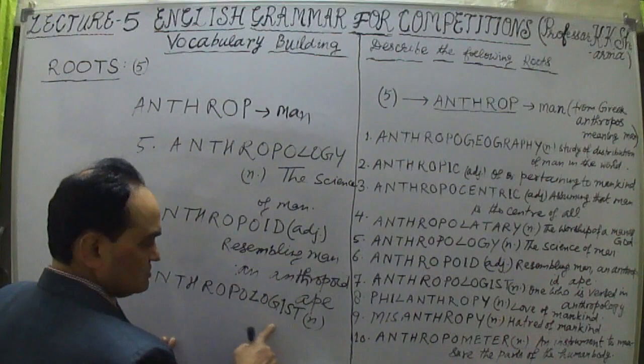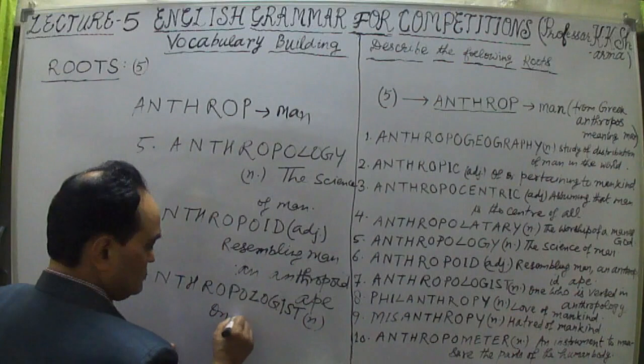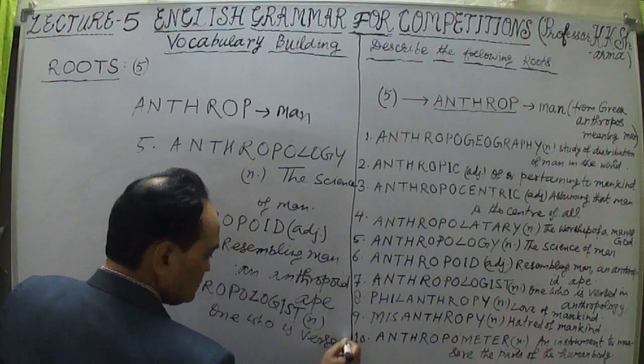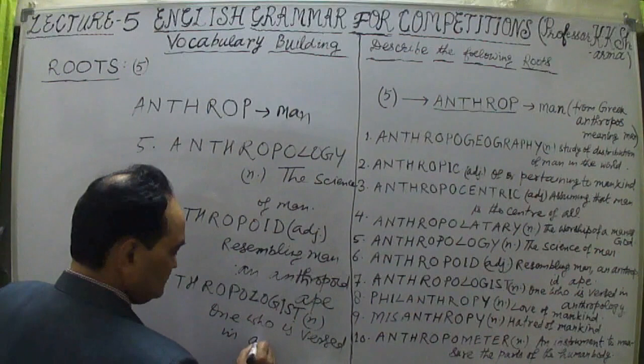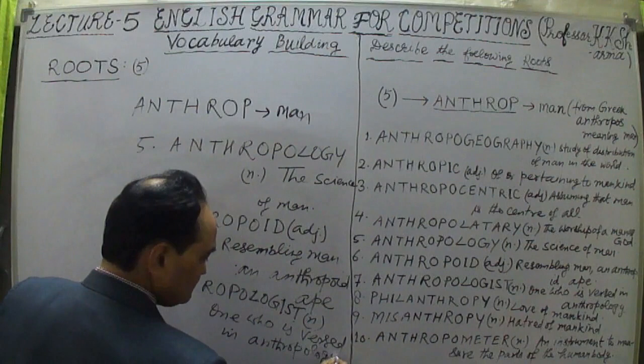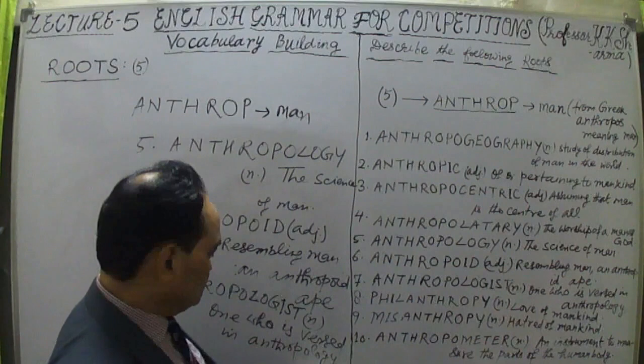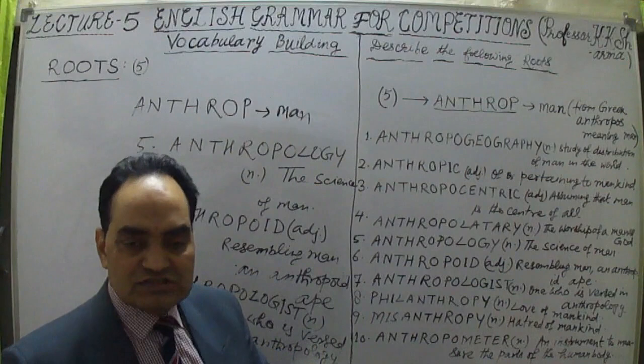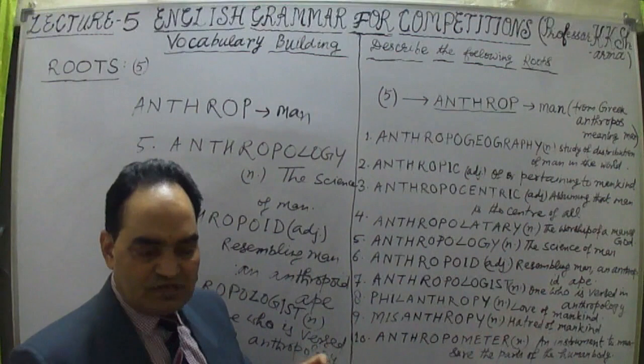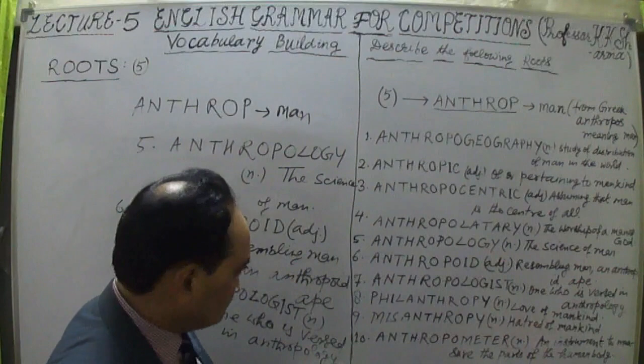The one who is versed or knowledgeable in anthropology. Who is versed in anthropology? That person is known as an anthropologist. So an anthropologist is the person who is versed in anthropology. Versed means a knowledgeable person in anthropology, the study of mankind, the person who knows the science of mankind, who is studying man at the center.